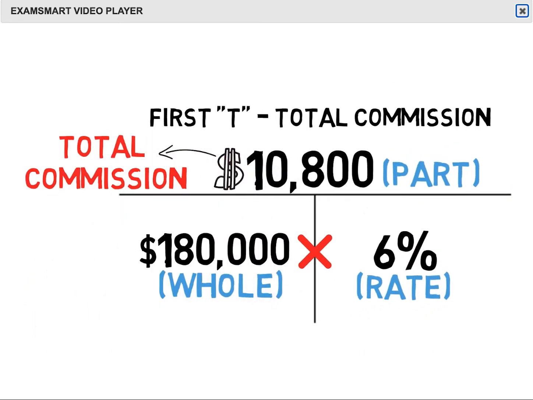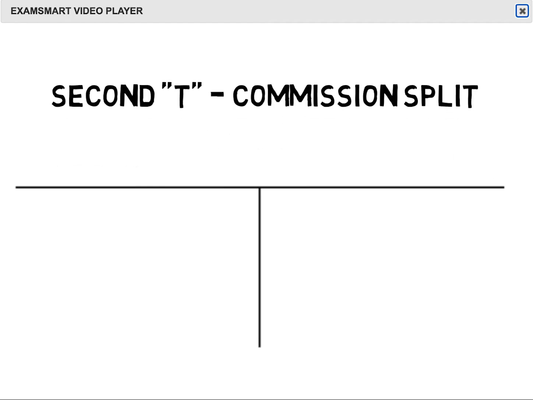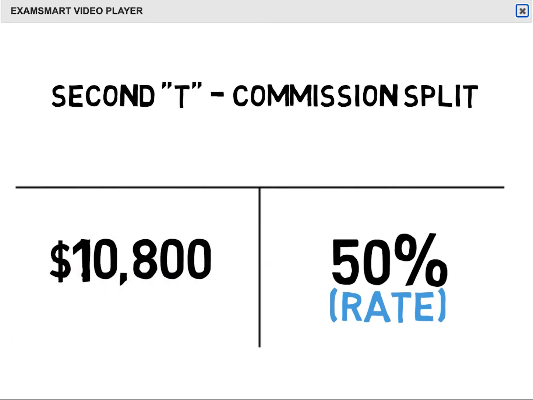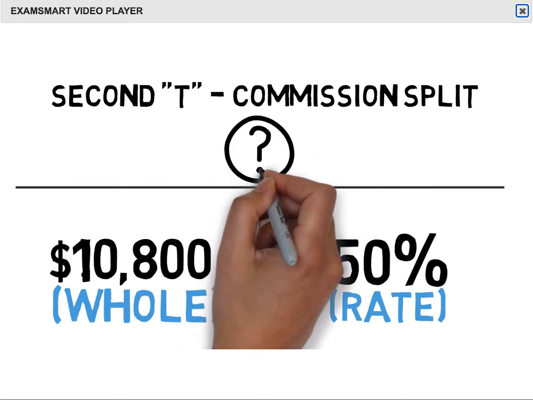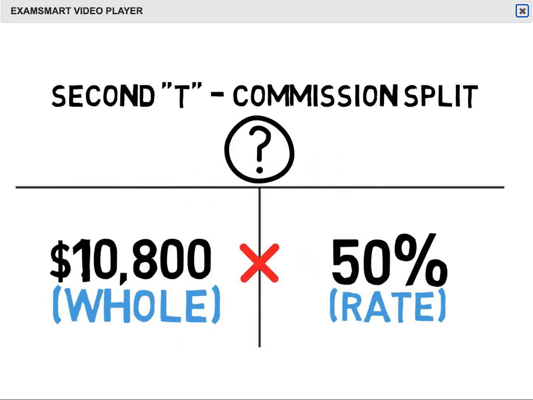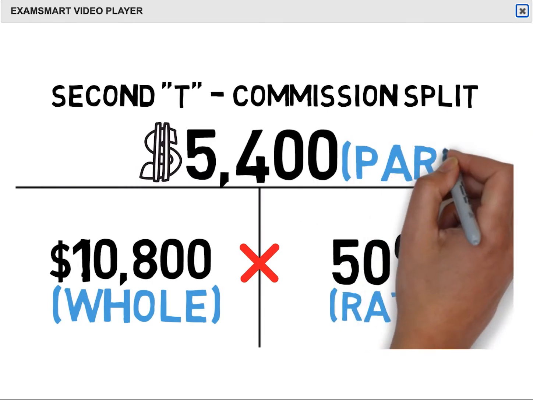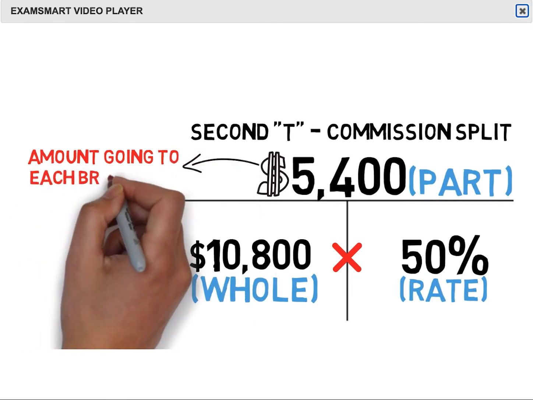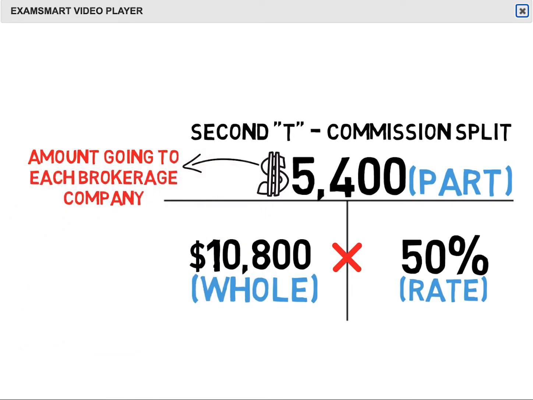Let's now go to our second T. Since the commission will be split 50% for the listing company and the selling company, we will use 50% in the bottom right-hand portion for our split. The total commission of $10,800 will be the whole amount, which goes in the bottom left. So we multiply straight across. We will take $10,800 times 50%, which gives us the part, or $5,400, is the amount going to each brokerage company. $5,400 to the listing brokerage company and $5,400 to the selling brokerage company.